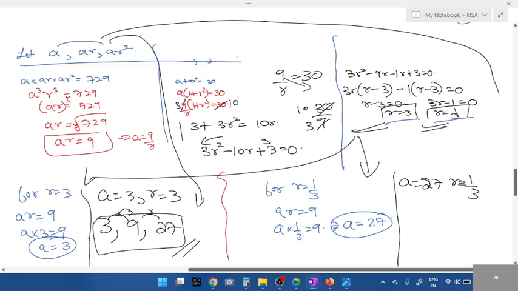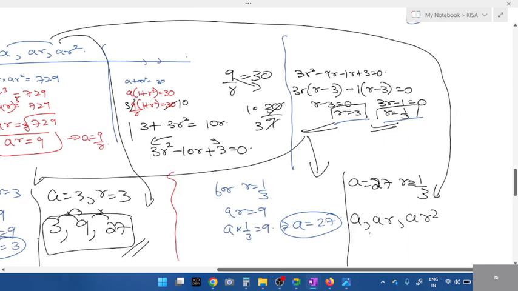See, use the same formula here. AR square. Just substitute, students. A value is 27, comma. What is A into R? 27 into 1 by 3. How much is 27 into 1 by 3? 9. Square. 27 into 1 by 3 into 1 by 3. Yes, 1 by 9. How many times does it go? 3 times. So what's the answer? 3.